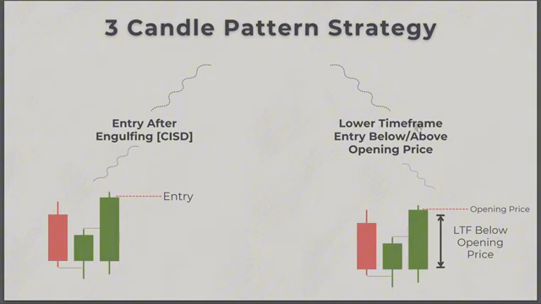Now the other one is a lower time frame entry below or above the opening price. We have to understand the opening price. So we have, again, accumulation, manipulation, engulfing. At this engulfing, because this candle is very strong, there is a big possibility that price is going to retrace a bit, maybe to 50% of it, maybe to a fair value gap inside of it. That's why you need to go to a lower time frame, right? And this is your opening price of the next candle.